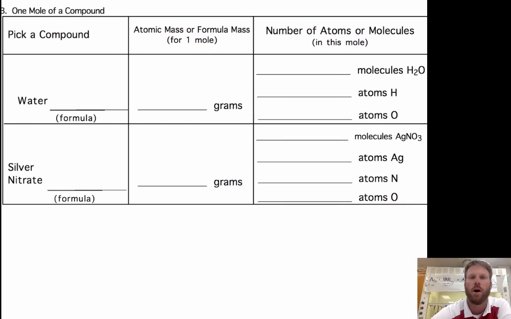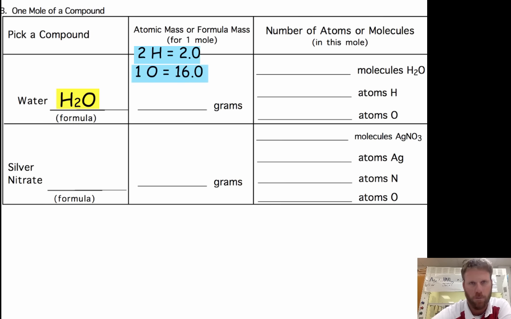Let's look at an easy one like water, something we're familiar with. To figure out the formula mass of water, you will need to look up the mass of hydrogen and the mass of oxygen on your periodic table or your atomic mass chart. You would see that hydrogen has a mass of 1.0. So if we have 2 of those, we have a total mass of 2.0 from hydrogen. Oxygen has a mass of 16.0. Adding those together gives us the formula mass of water, which is 18.0 grams per mole.